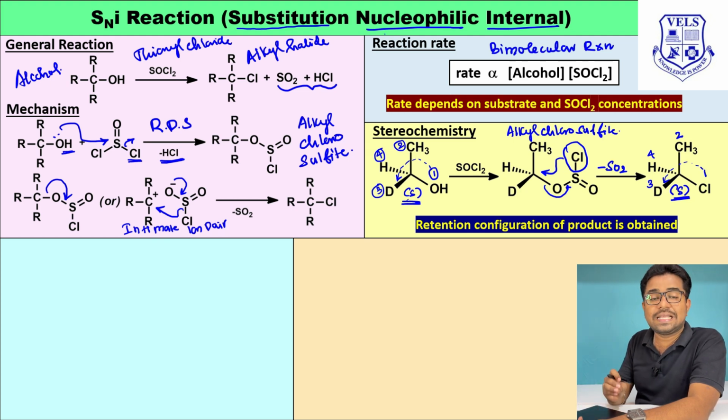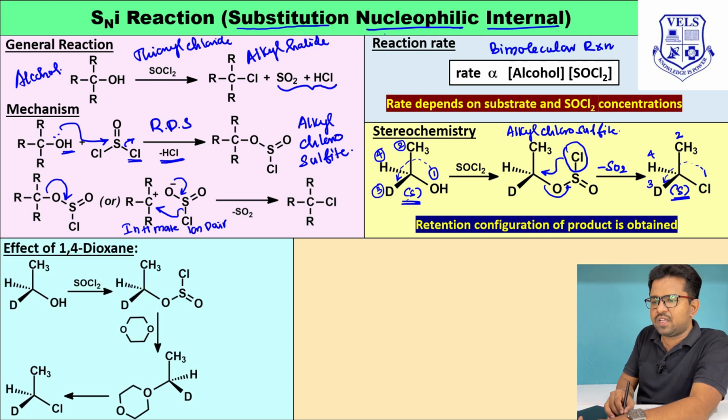Right. So now let us discuss the effect of dioxane in SNi reaction. If you use dioxane as a solvent, what will happen? Again, I'm taking the same reactant here. You can check that the configuration is S. Now this molecule is treated with thionyl chloride. Again, the first step is the formation of alkyl chlorosulfite.